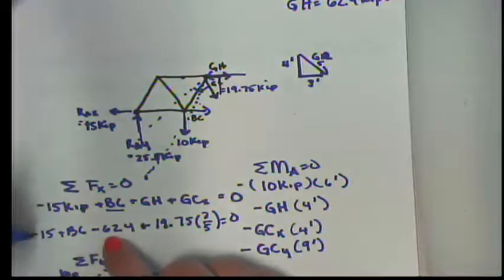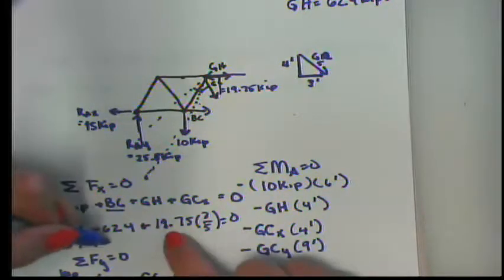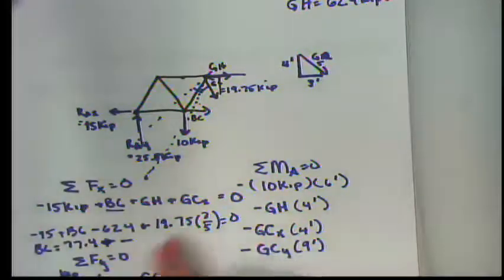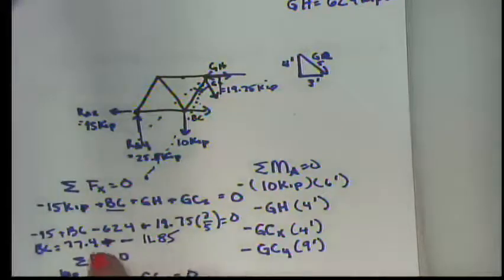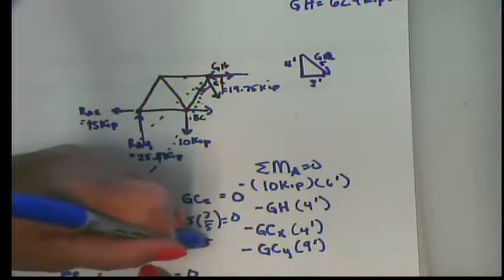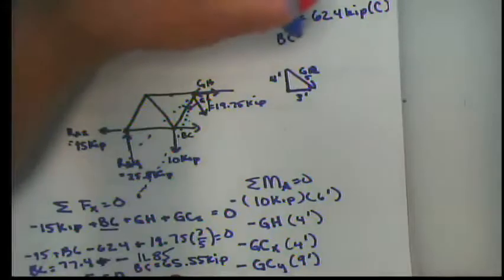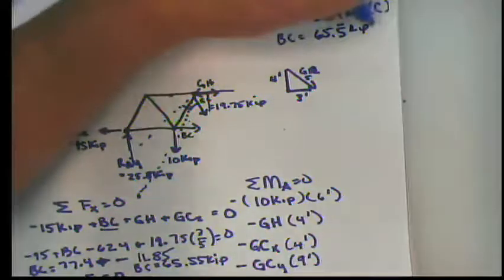And we can solve for B sub C. So if we take B sub C equals, those two added together become positive over here, 77.4 plus, oh, this is going to be negative, sorry, minus 19.75 times 3/5. That value is 11.85. So if I take 11.85 and subtract it from 77.4, I get 77.4 minus 11.85 equals 65.55. B sub C equals 65.55 kips. And it was drawn correctly. It's pulling on the joint, so it's in tension.